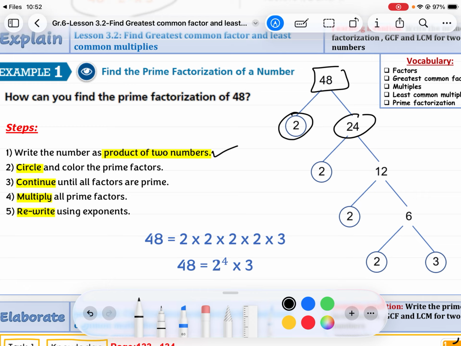Okay, guys, number 2, we are going to circle and color the prime factors. Number 3, we're going to continue until all the factors are prime. Okay? And number 4, you're going to multiply the prime factors. Number 5, you will rewrite them using exponents. So these are the 5 steps. Just keep it simple. Just step number 1, write it as a product of 2 factors. Number 2, circle the prime numbers, and then write it as a list, then rewrite it using exponents.